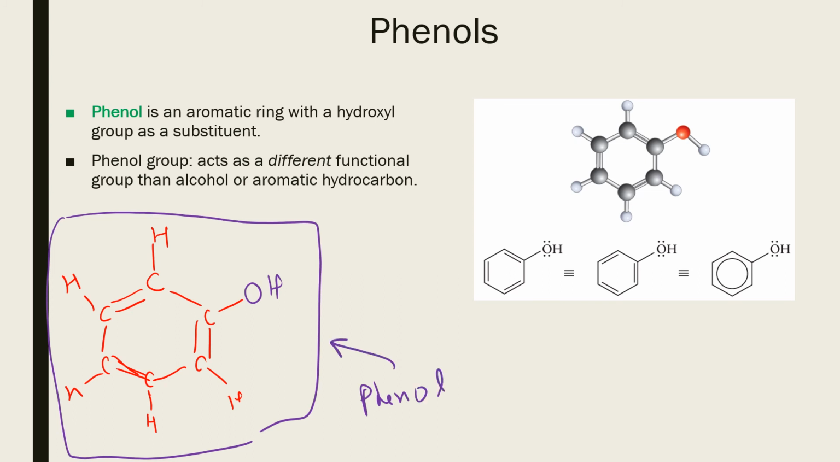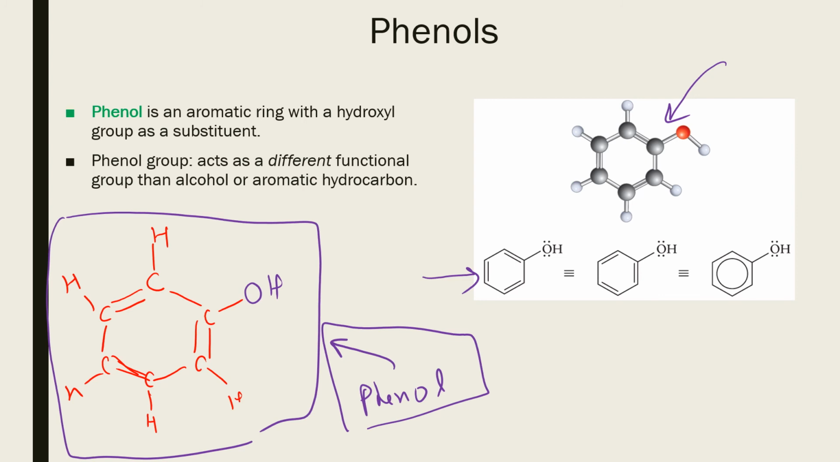The ball and stick model for phenol is shown here, and the skeletal line structures of phenols are also shown down here. It should be noted that the aromatic ring and the hydroxyl group act as one unit. So this entire phenol is a single unit, which is different from alcohols. In alcohols, only the hydroxyl group is the functional group, but in the case of phenol, the entire aromatic ring and the OH group are together classified as a phenol functional group.